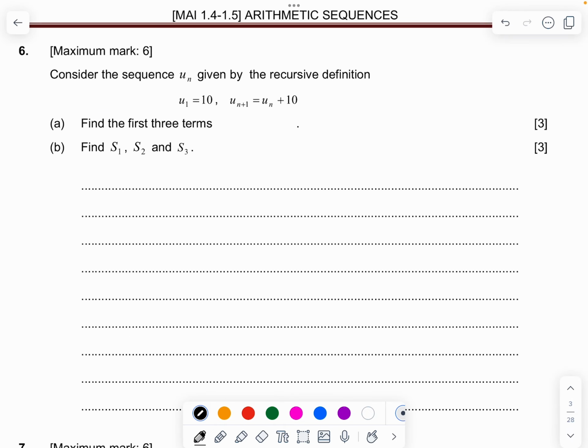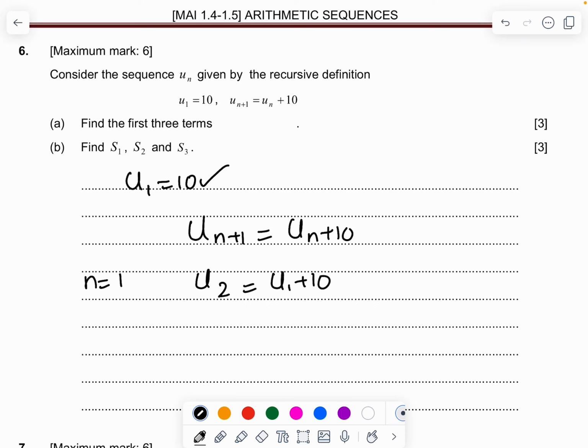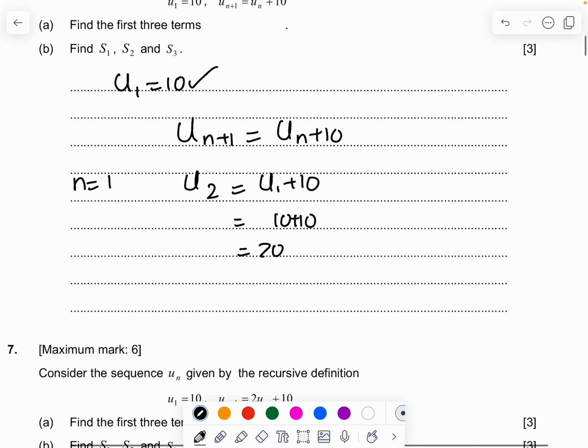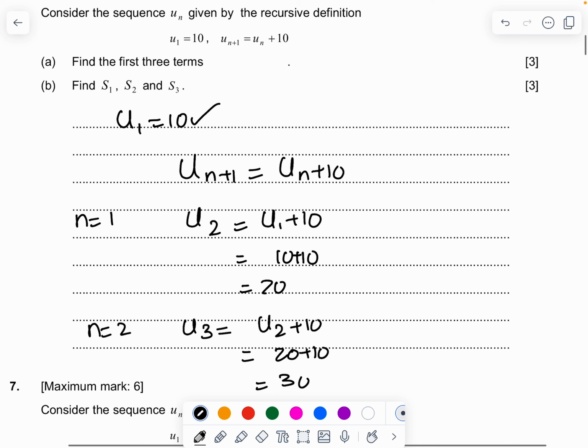Question number 6. u1 is given, un plus 1 is given. Find the first 3 terms. The first term u1 is given, already there. u2, so we use this formula, un plus 1 equals un plus 10. Plug in n equals 1, so it becomes u2 equals u1 plus 10, but u1 was 10, so 10 plus 10, which is 20. Then n equals 2, so u3 will be equal to u2 plus 10, which is 20 plus 10, which is 30.